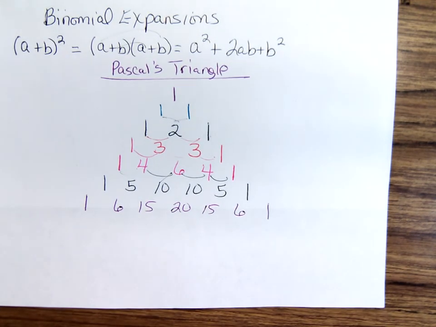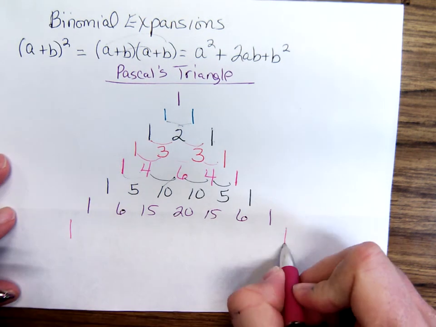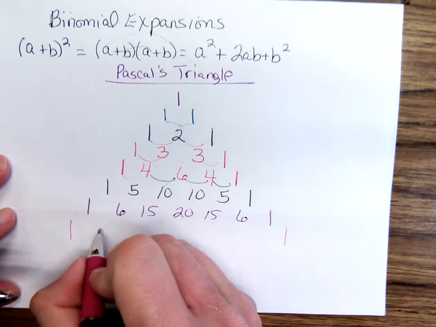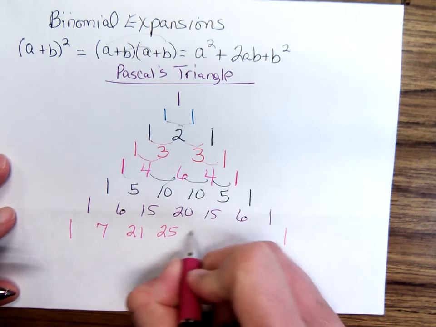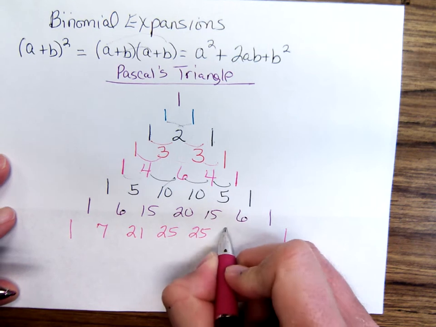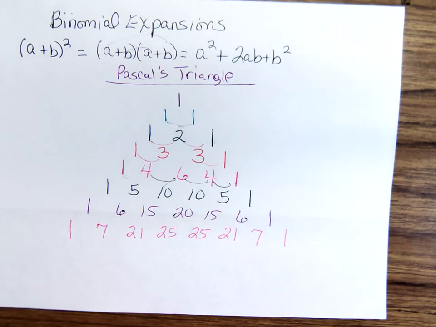I'll make 1 more row now. Follow how I'm getting these numbers. The last row begins and ends with 1, and then I'm going to do 7, 21, 35, 35, 21, 7. And we can just put dot, dot, dot.